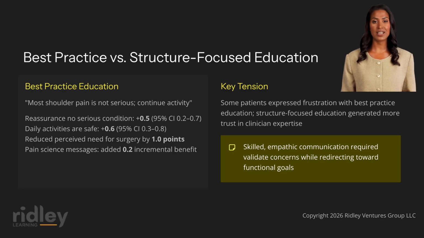Guideline-based advice encouraging activity and providing positive prognostic information reduced perceived need for surgery by 1.0 points compared to treatment recommendations, stressing that treatment is needed for recovery, with larger effects than diagnostic labels alone.